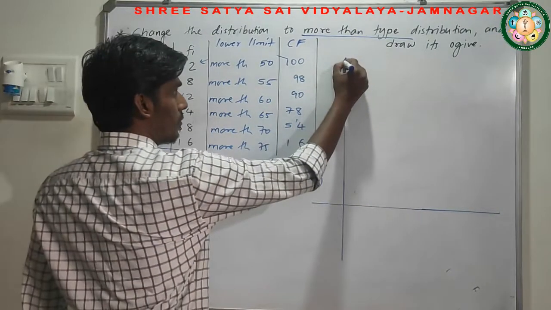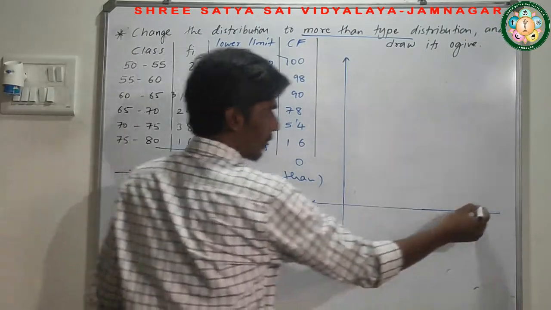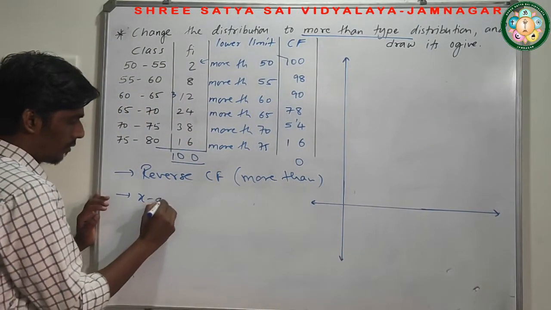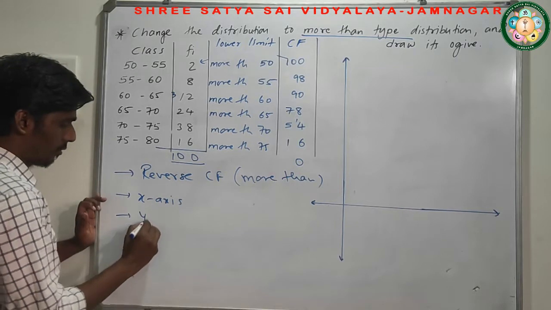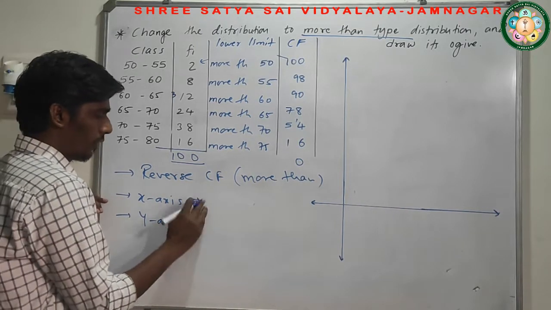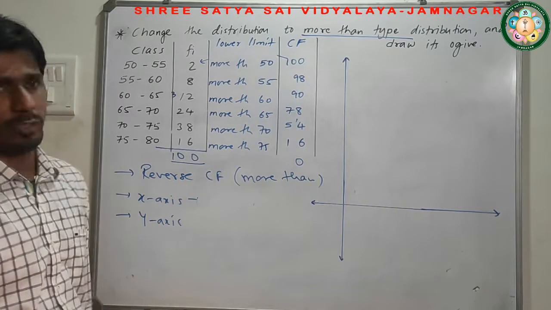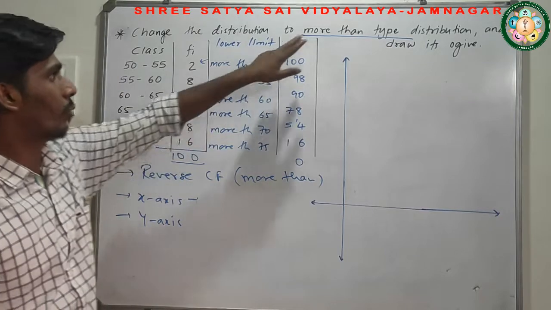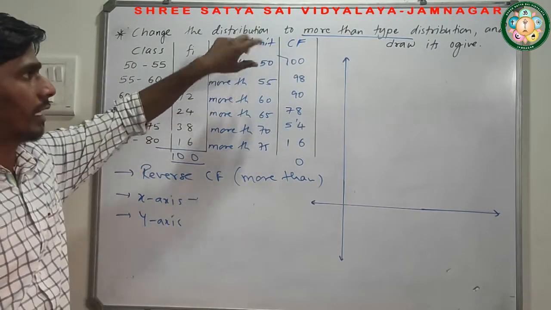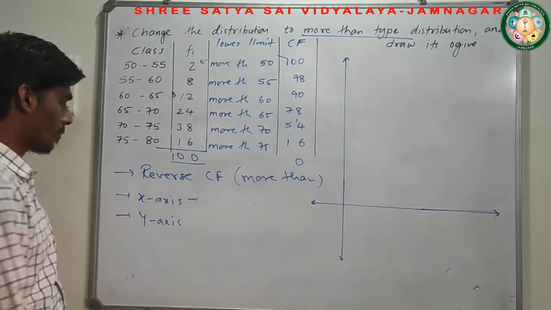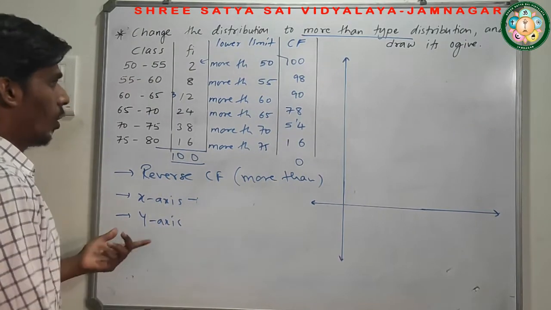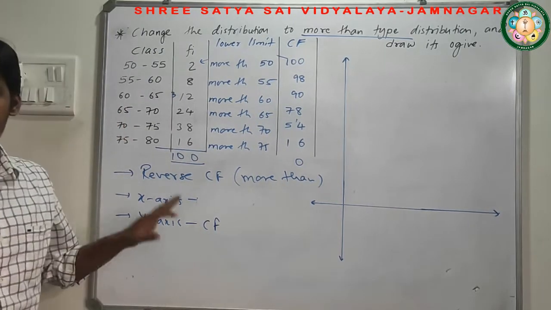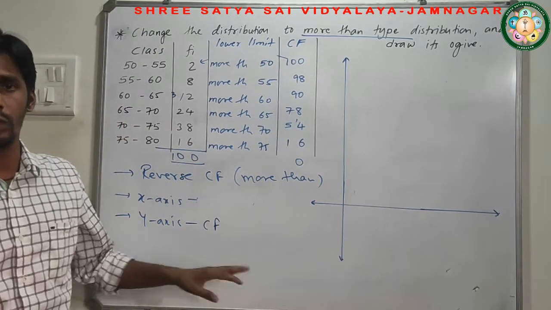Now already I drew the slide. For more than, always remember what goes on x-axis and on y-axis. When you are going to understand both the methods, this is the only confusing part: where you have to take the reverse CF, where you have to take lower limit. In more than, it's opposite, lower limit you have to take. In less than, you have to take its upper limit. Now on the y-axis, CF will remain for both the methods, more than and less than.